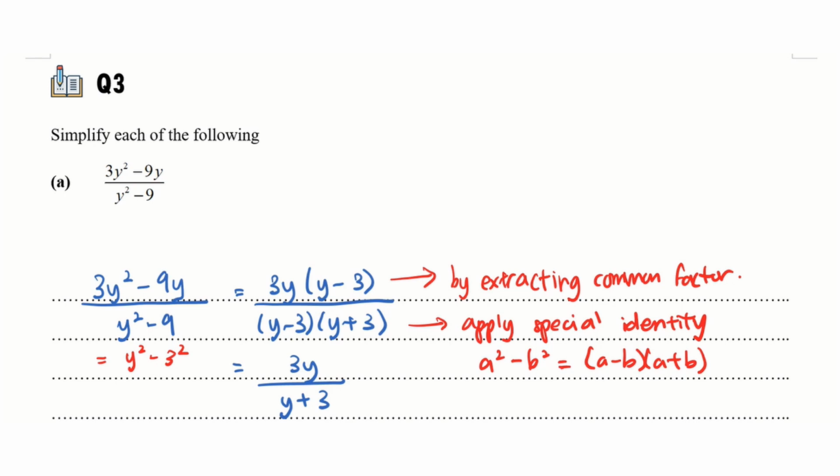The things that I'm writing in red are just a very loose form of working for me to explain. Please do not write and present your answers in this manner. Just present your answers in what I write in blue. So y squared minus 3 squared, then a is my y and b is 3. Using this special identity, I will get y minus 3 times y plus 3 in the denominator. Then we cancel the similar ones, which is y minus 3, and our final answer will be 3y over y plus 3.